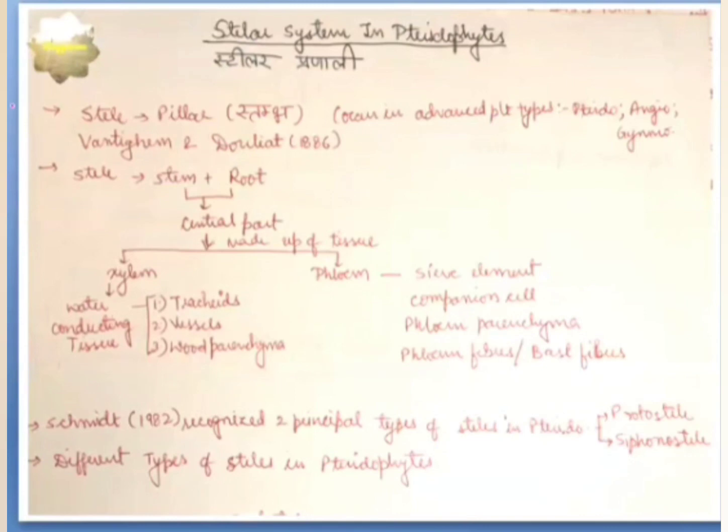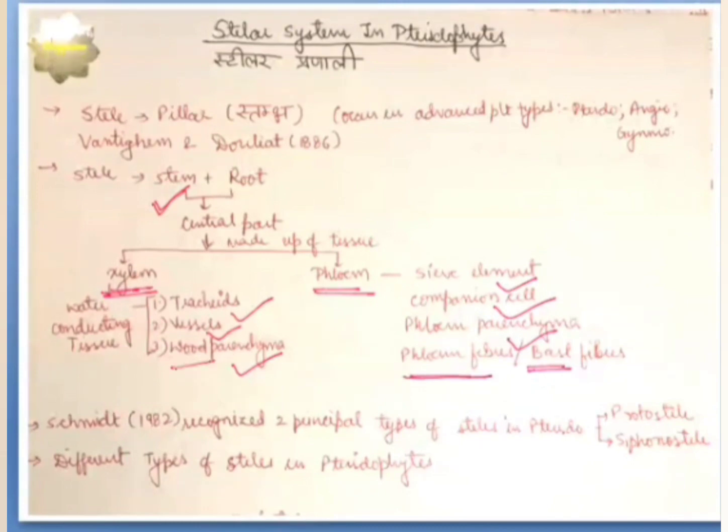So here we see that stele is present in root as well as the stem. The stele makes up the central pillar portion. The components of xylem in the stele include tracheids, vessels, and wood parenchyma, whereas the components of phloem include the sieve element, companion cell, phloem parenchyma, and phloem fiber. When we are talking about phloem, it is called bast, and when we are talking about xylem, we call it wood.